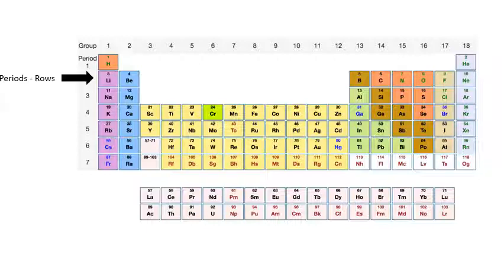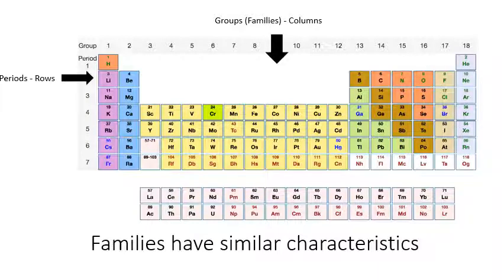So our periods are our rows, and they go from left to right on the periodic table. And our columns are the groups, which have family names, and they go from number 1 to 18 on the periodic table. And those families have similar characteristics. So just like in your family, if everybody had blue eyes, same thing with the elements of the periodic table. They don't have eyes, but they do have similar characteristics. So we're going to go through each of these things.